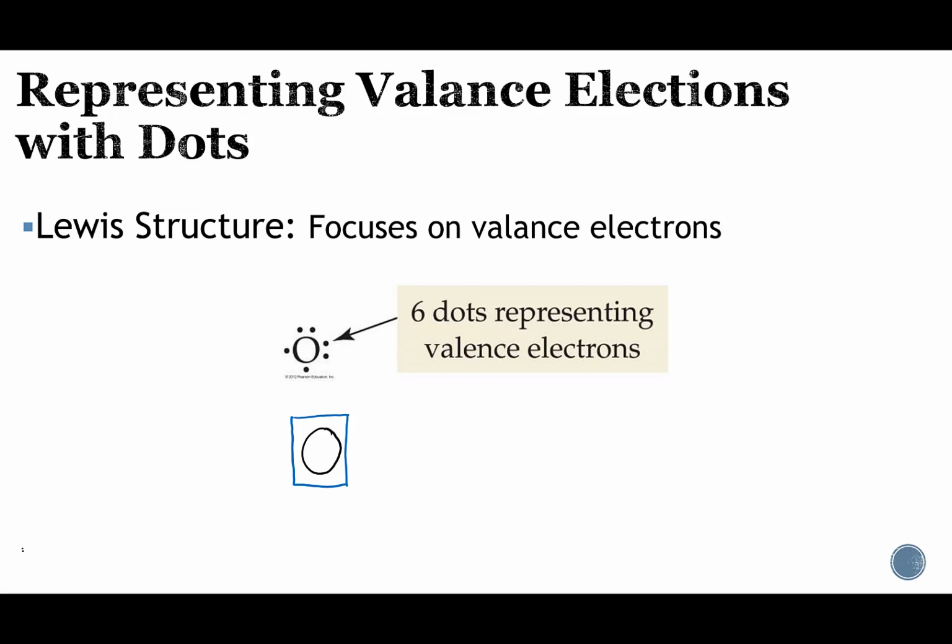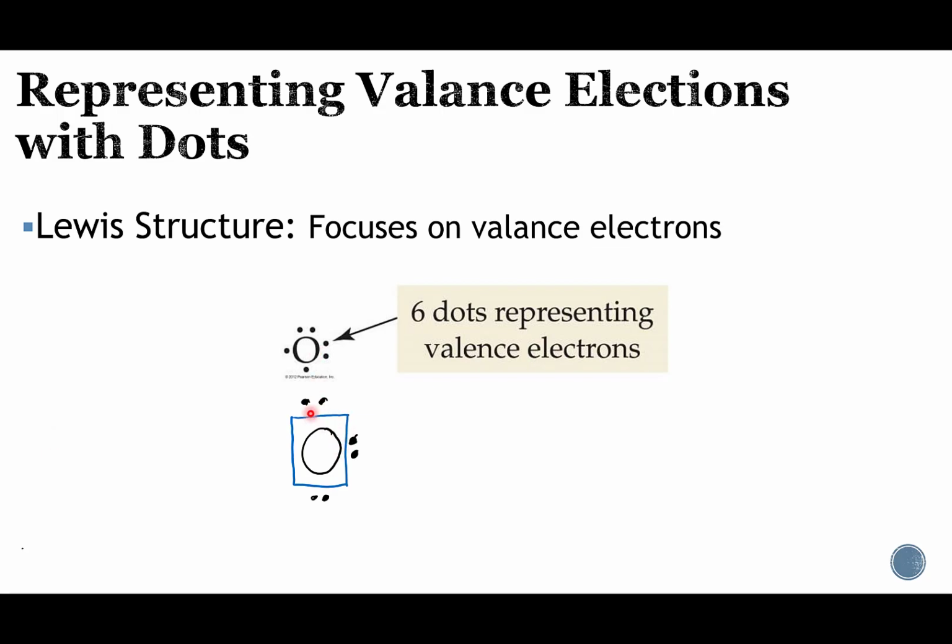Looking at our periodic table, we see that oxygen is in group 16 or 6A, so that's how I predict that it has 6 valence electrons. And then to represent those valence electrons, I just do 1, 2, 3, 4, 5, 6. Okay, so up to 2 electrons can go on each side of the box until we reach the full number of electrons.